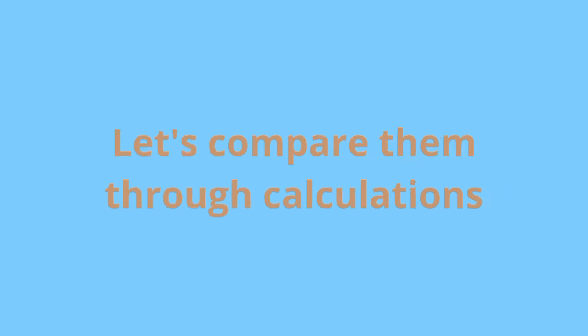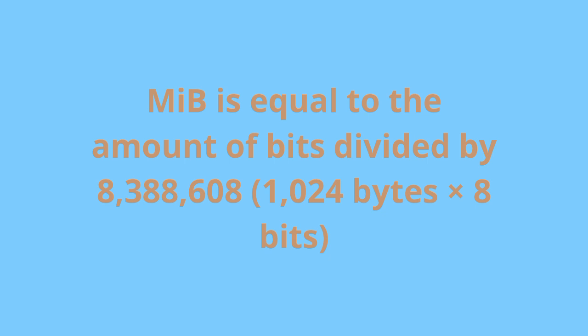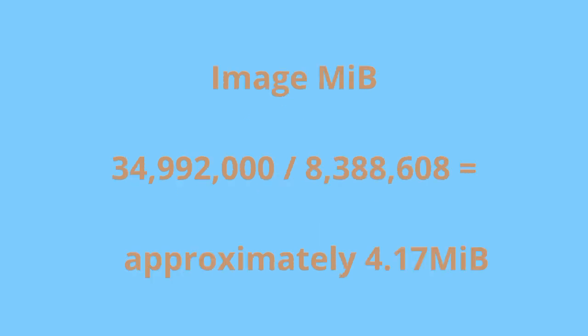Let's compare them through calculations. Mebibyte is equal to the amount of bytes divided by 8,388,608, or 1024 bytes times 8 bits. So the image from the previous example would be 34,992,000 divided by 8,388,608, which is approximately 4.17 mebibytes.